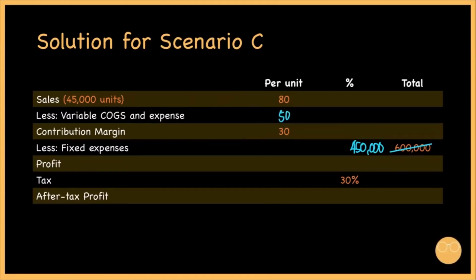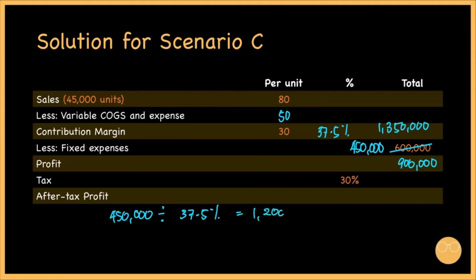So this is 50. Your contribution margin rate is 30 divided by 80. You are going to get 37.5%. And in terms of the operating profit, 45,000 multiplied by 30, you are going to have 1,350,000 less 450,000. That will give you 900,000 operating profit before tax. Then 450,000 divided by 37.5% will give us 1,200,000.